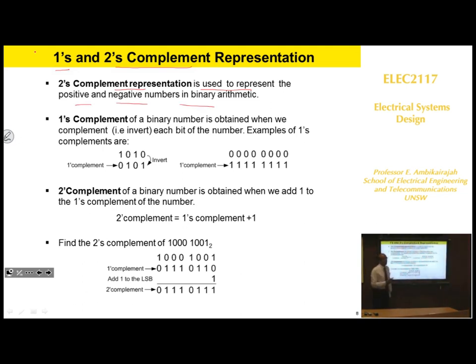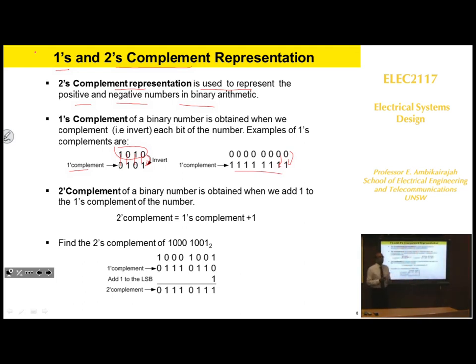So let's look at what is 1's complement first. 1's complement is very simple. If you are given a 4-bit number, you invert every bit and you get the 1's complement. That's the rule for 1's complement. So inverter: 0 goes to 1, 1 goes to 0, 0 goes to 1, 1 goes to 0. That's how you do inversion. Similarly, in this number, invert them. Every 0 goes to 1 here. So that's your 1's complement.